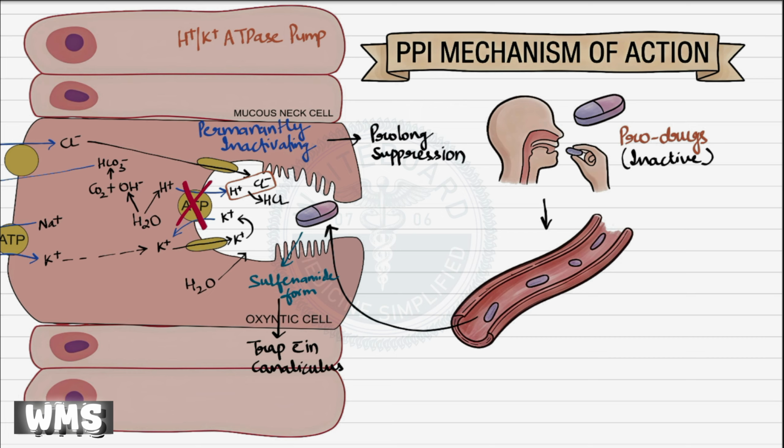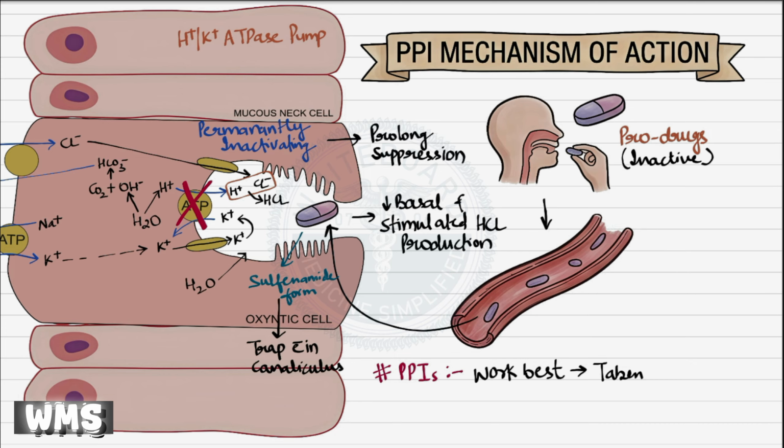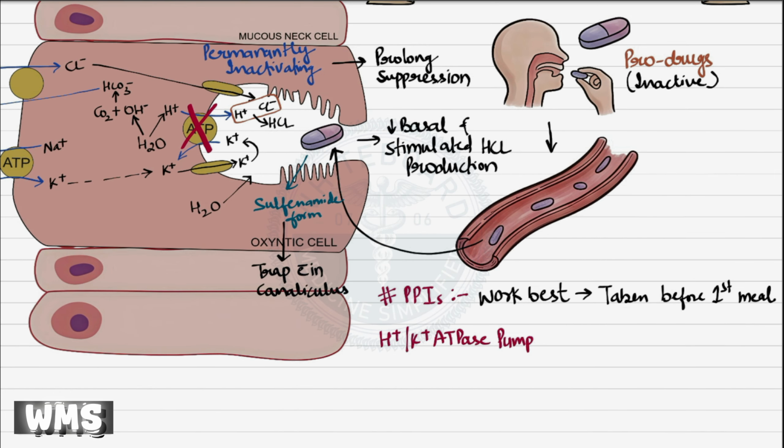Importantly, because PPIs block the final step of acid secretion, they can effectively reduce both basal and stimulated acid production, regardless of whether the stimulation comes from acetylcholine, gastrin, or histamine. PPIs work best when taken before the first meal of the day. This is because proton pumps, which secrete stomach acid, are not always active. They become more active after eating.